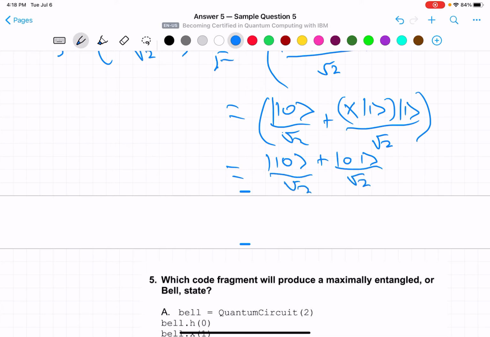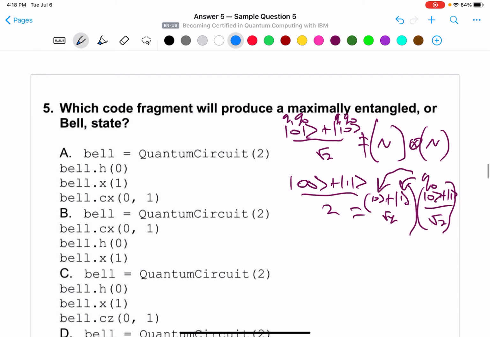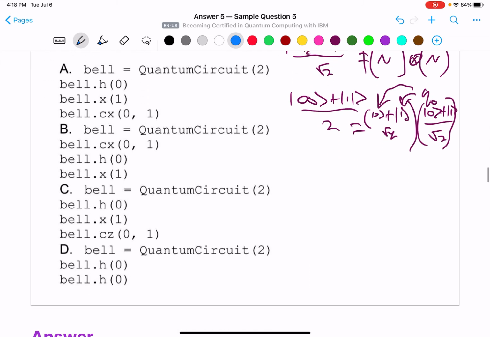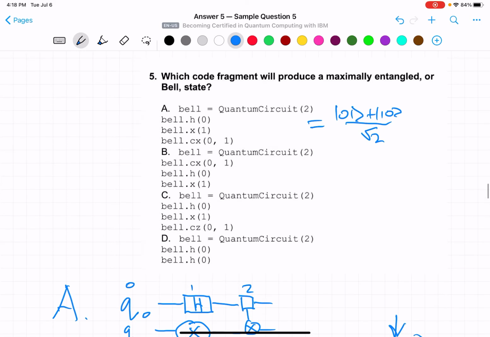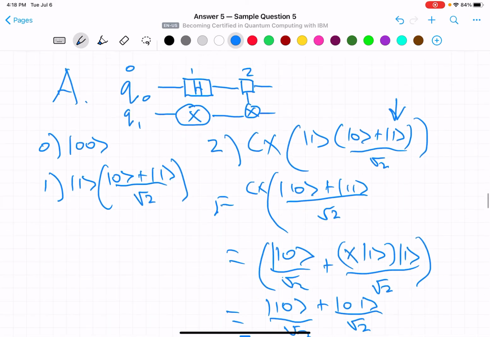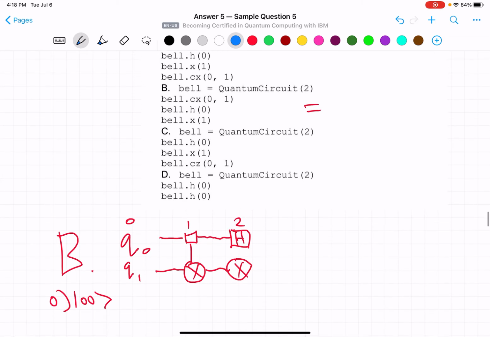And we can see that this is equal to the state that I wrote up here, which was a valid Bell state. So this is the correct answer: |01> + |10> over root 2. It cannot be written as the tensor product of 2 quantum states. Well, let's see why the other answers are wrong.